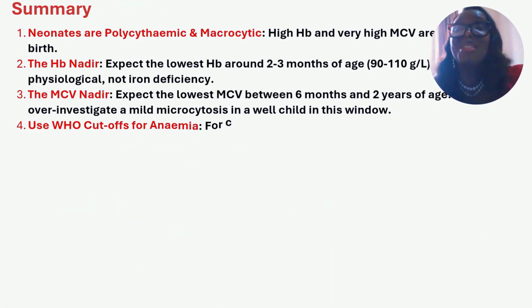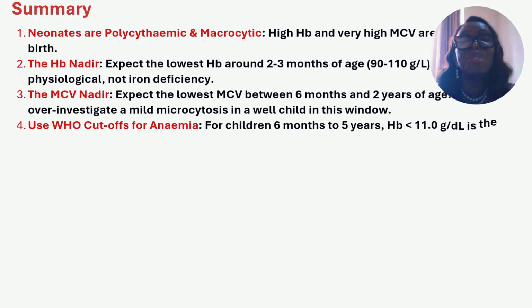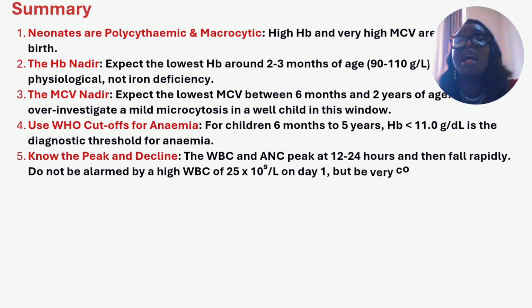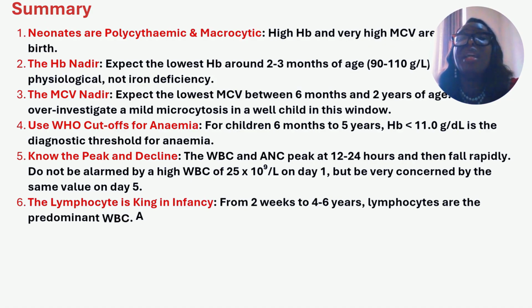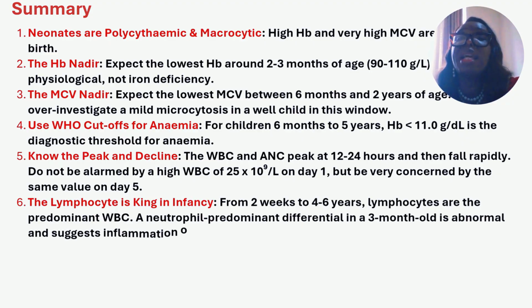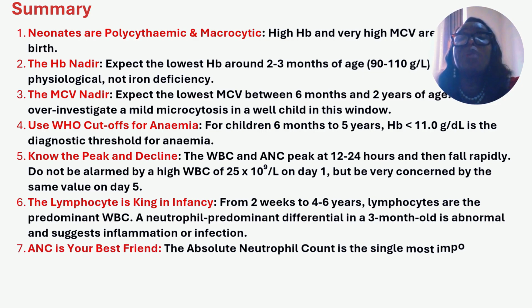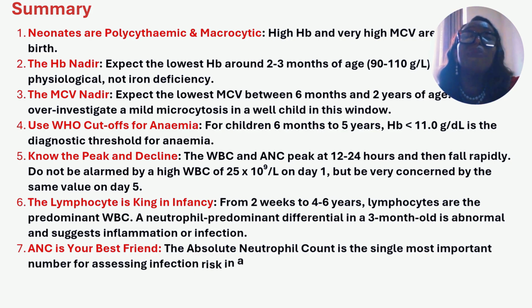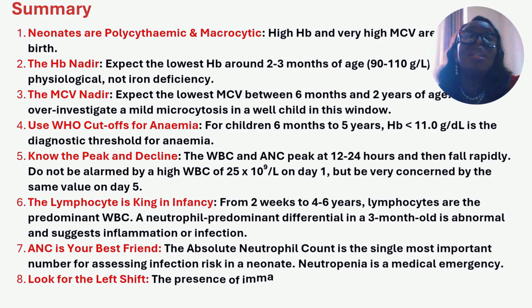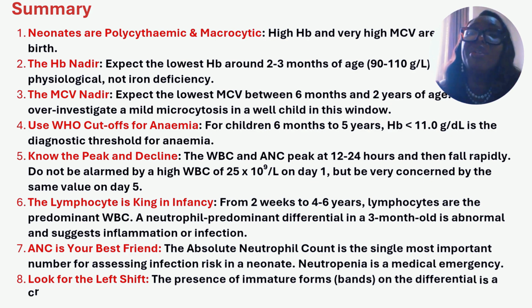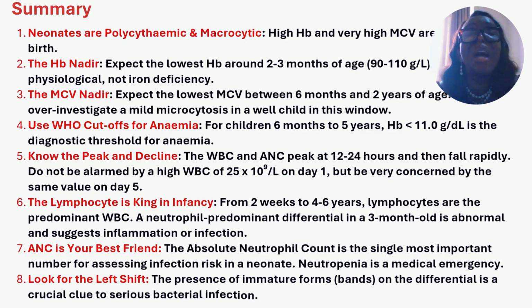You should have these few takeaways from this lecture today. Number one, neonates are polycythemic and macrocytic. Neonates have very high hemoglobin and very high MCV at birth, and this is normal. Number two, the hemoglobin nadir gives rise to physiological anemia. Therefore, expect the lowest hemoglobin around 2 to 3 months of age, between 9 g/dL and 11 g/dL. This is normal. This is physiological, not a result of iron deficiency.